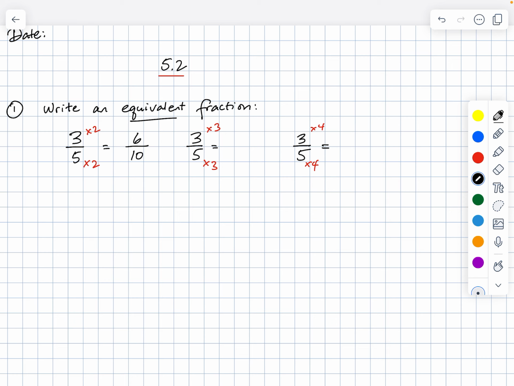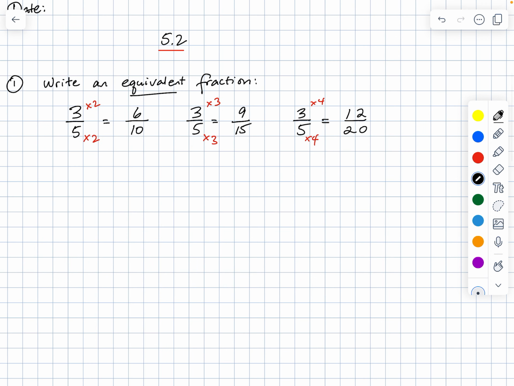So 3/5 is equivalent to 6/10. If we do 3 times 3 and 5 times 3, 9/15, that's an equivalent. And then 3 times 4, 5 times 4, that's 12/20. Okay, so those are equivalent fractions.